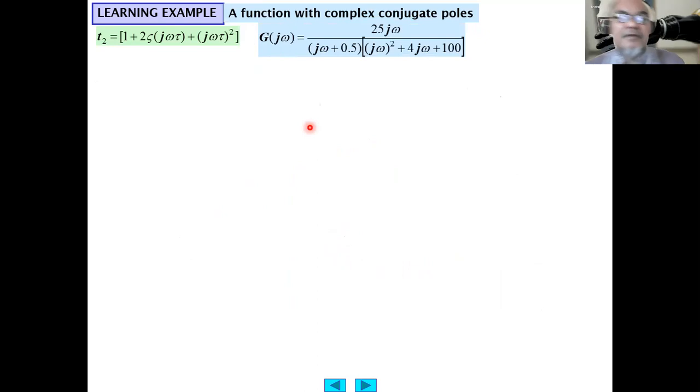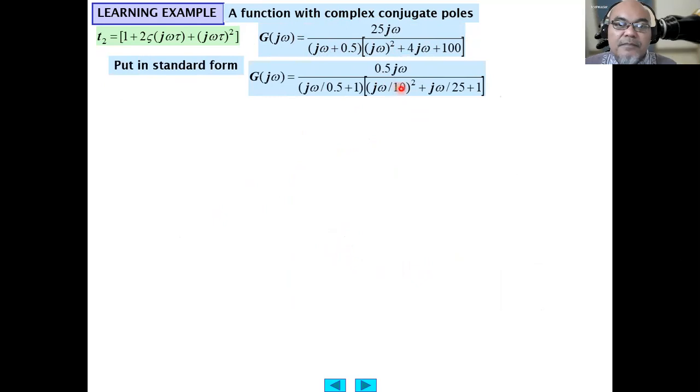Now another example, a more complex function with complex conjugate poles. Here we have 25 j omega divided by j omega plus 0.5, times j omega squared plus 4 j omega plus 100. So this is not yet in standard form. We have to express it by dividing by 0.5.